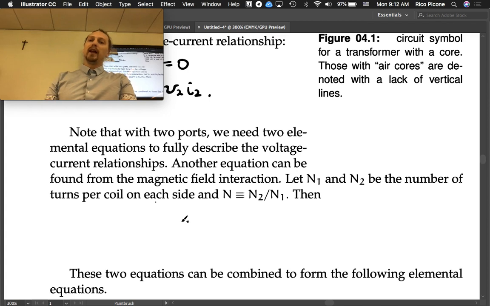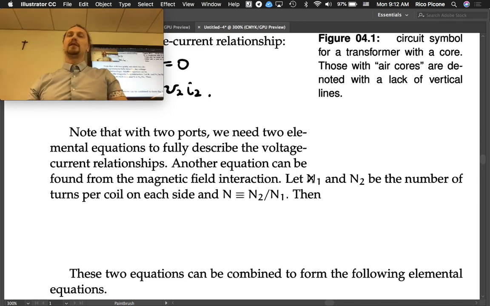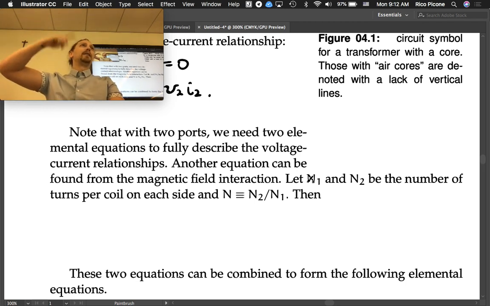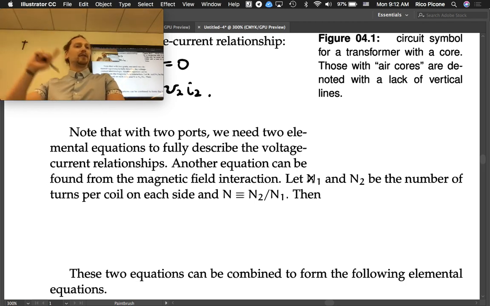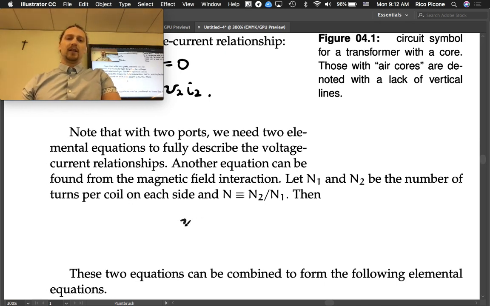So let N1 and N2 be the number of turns per coil on each side. On one side you have N1 turns in the coil, so it loops around N1 times. And the other side, N2 turns in the coil. And we're going to define the ratio n to be N2 over N1. Then it can be shown that the voltage on side 1 divided by the voltage on side 2 is equal to 1 over n.